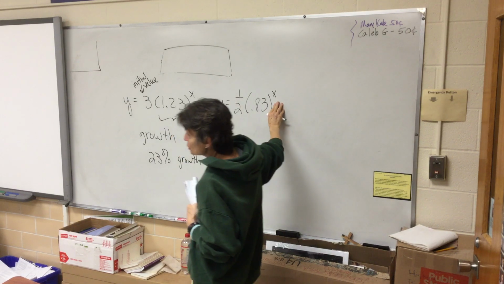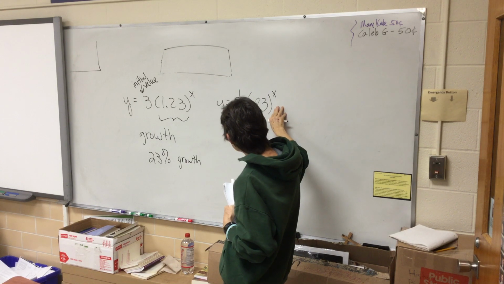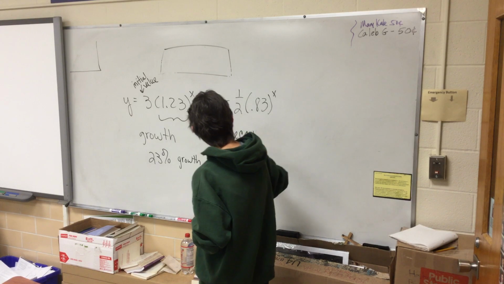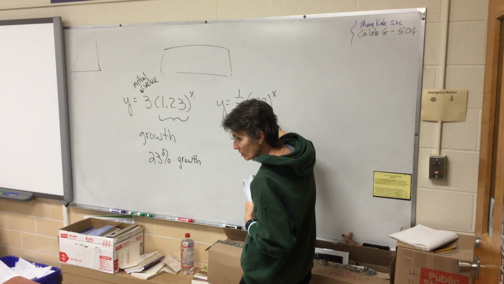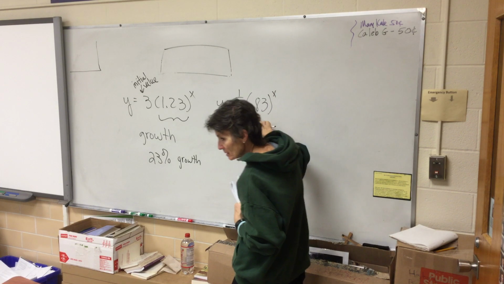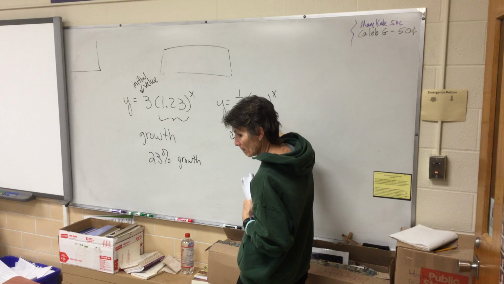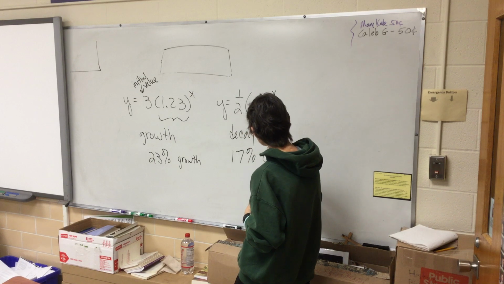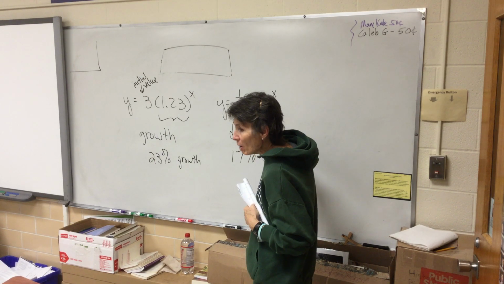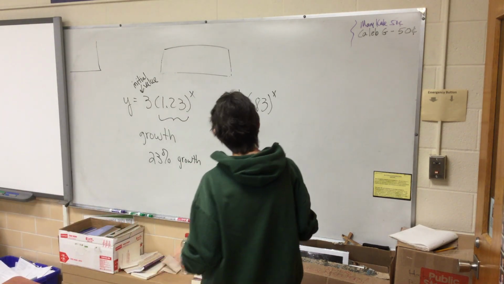Miriam, would you say this is growth or decay? Decay. Yes. And you know it's decay, Miriam, because that number right there that I'm pointing at is less than 1. Gabe, how much less than 1 is this number? 0.17. Exactly. So this is 17% decay. The amount that you are more than 1 or less than 1 is your rate of growth or decay.